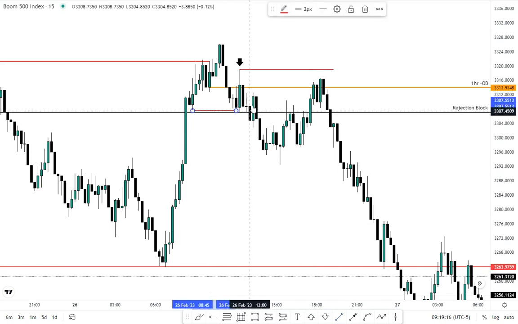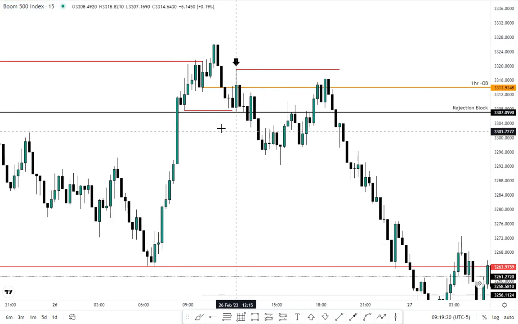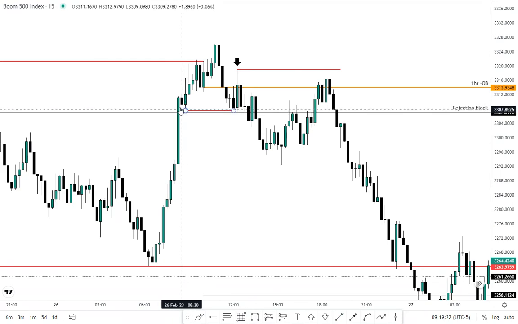Let me just, I don't know if this will be clear. This intermediate term low is rebalancing this whole imbalance here. It doesn't need to refill it completely. It just needs to reprice to this level. So once we break that area, where's my entry technique?